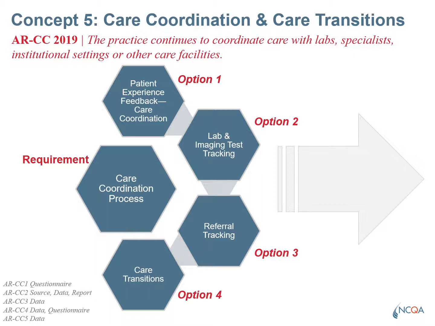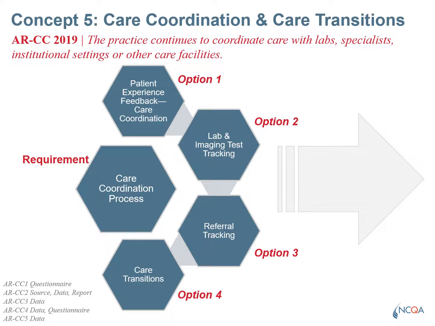Option 3 asks practices to show the percentage of referrals with the final report. Again, this is asking for a numerator and a denominator. The numerator is the number of referrals ordered with the consult report received back from the specialist. The denominator is the total number of referral orders sent to specialists.